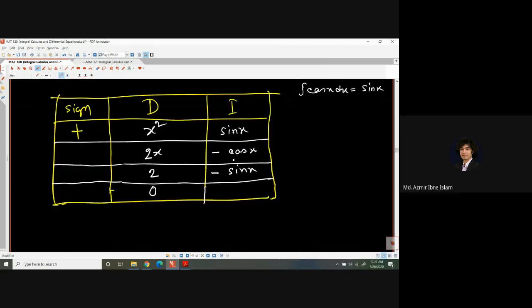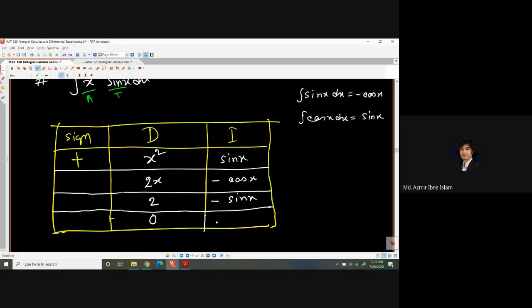Since this column is for repeated integration, we again have to integrate this part. Integration of sine x dx is negative cosine x, and before that we have another negative, so negative negative will finally give us positive cosine x. This is our last part because we have 0 here. Now complete the sign change: plus, then minus, then plus, then minus.